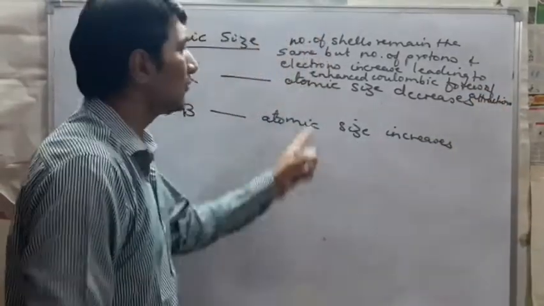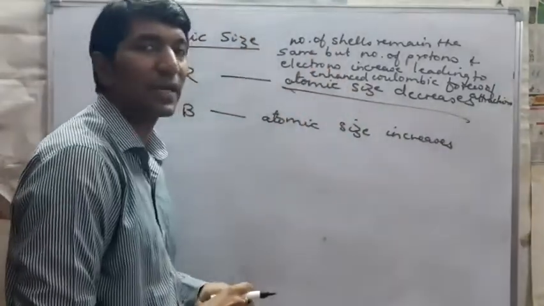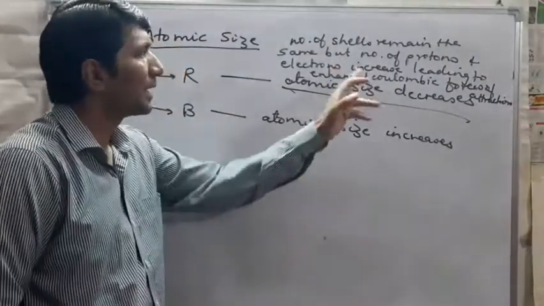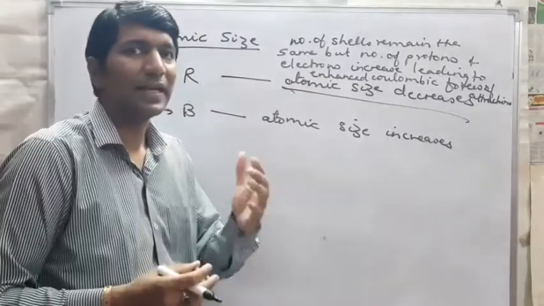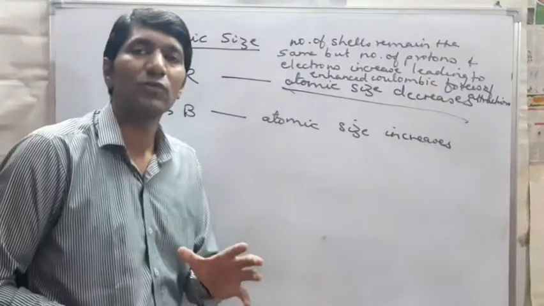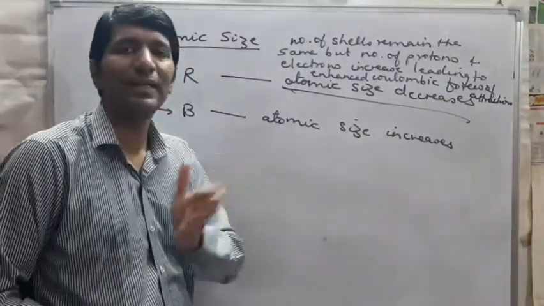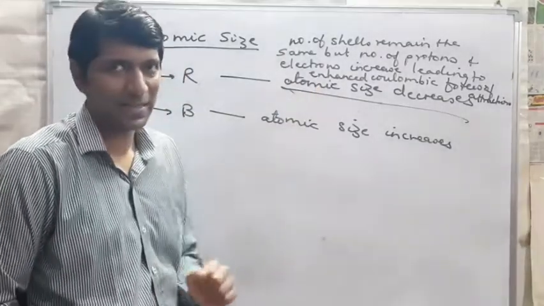Okay, so we find the atomic size decreases because the number of shells remain the same, and from left to right the period remains the same. But the number of protons and electrons increase, leading to an increased Coulombic force of attraction. Coulombic forces of attraction is between the positively charged nucleus and the negatively charged electron.